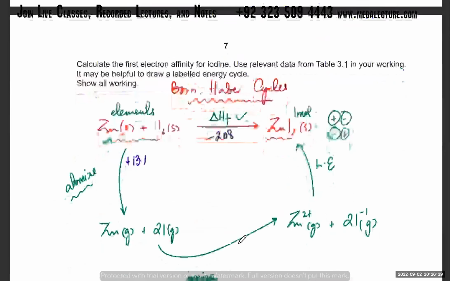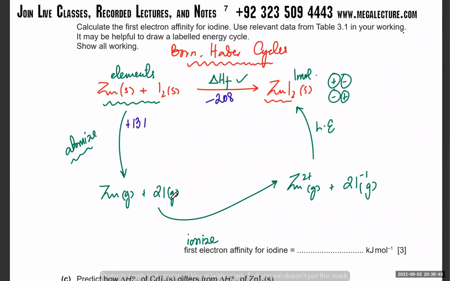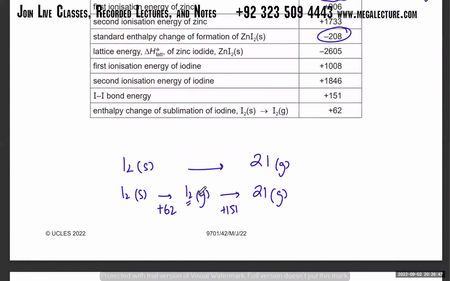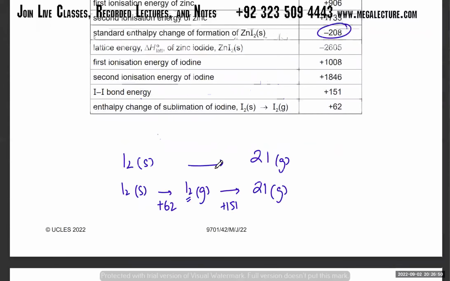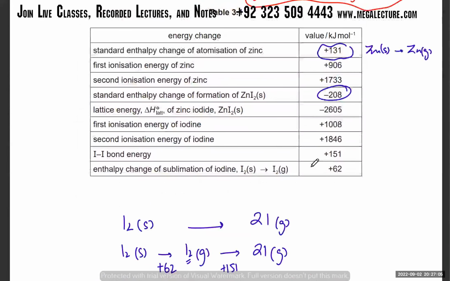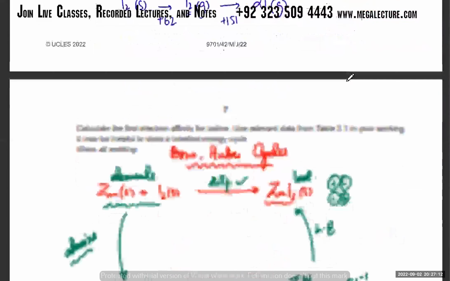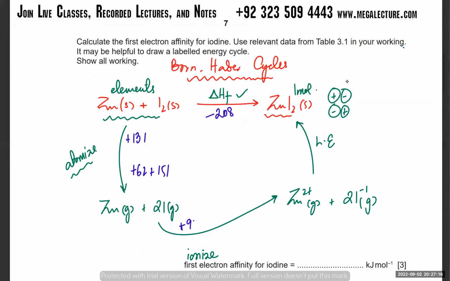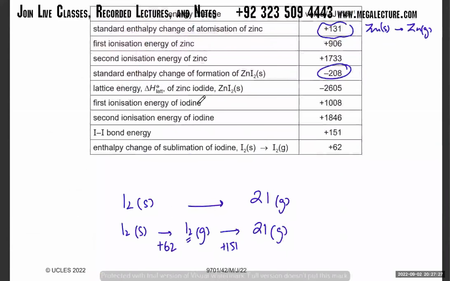Yes, sir. So for iodine solid to iodine atoms, I would follow this path: first turn into I2 gas, plus 62, then break the bond. So it's plus 62 plus 151. And then I have to ionize zinc and turn it into 2 plus ions. So how do I do that? It's the first ionization energy plus the second ionization energy. So that's plus 906 plus 1733. And then I want iodine to gain electrons, to turn it into -1. That's electron affinity.